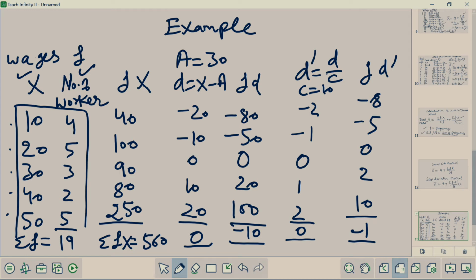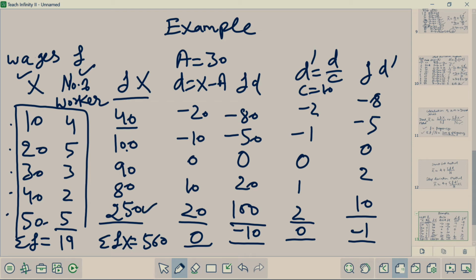So now we need to calculate fx. I have done all the calculation for the three methods here only. With this example you can learn all three methods: direct method, shortcut method and step deviation method. So see this example very carefully and try to do it by yourself, so that you can understand it more clearly, right? So this is your fx: 10 into 4, 40; 20 into 5, 100; 30 into 3, 90; 40 into 2, 80; and 50 into 5, 250.